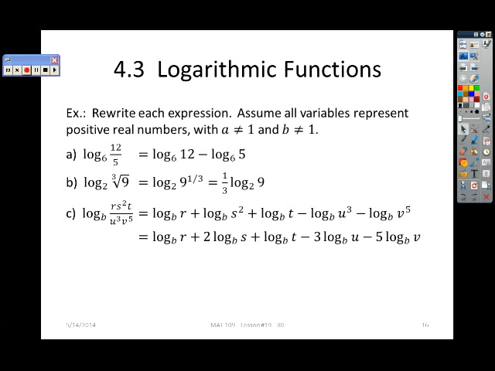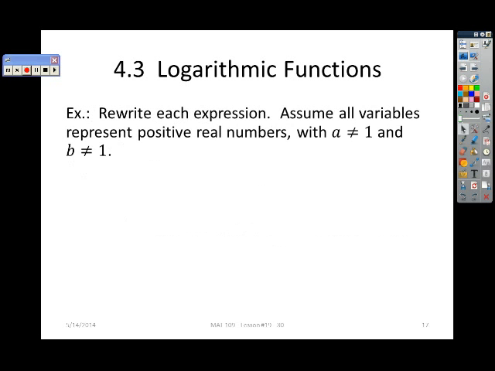Then I can use the power property to bring this down in front here, this down in front here, and this down in front here. And now this is completely simplified from what we started with. That's one way these properties work, is to take a combination and break it into individual pieces. You can go the other direction too.